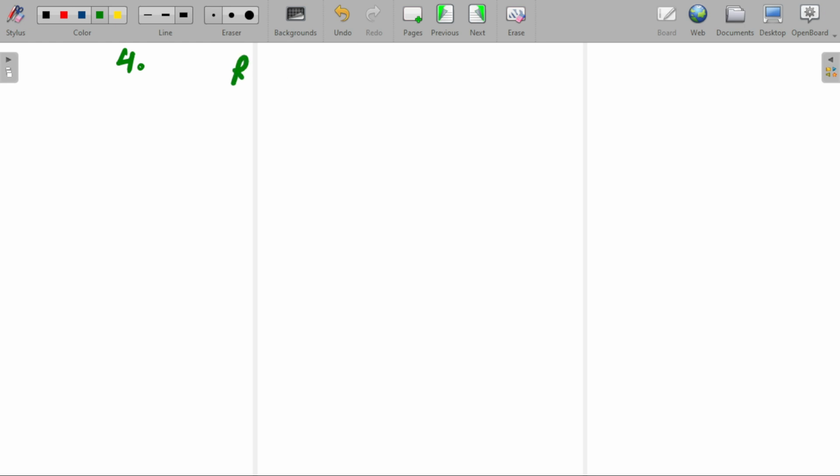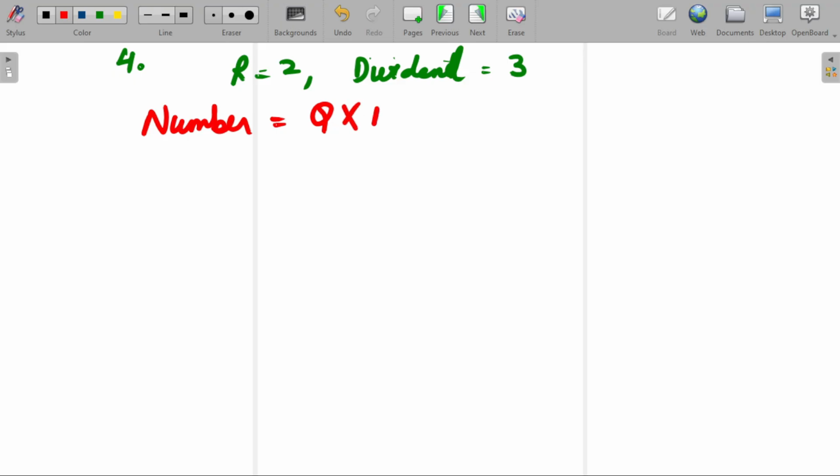So when the remainder is 2 and when dividing by 3, so matlab dividend is given. Remainder 2 है and dividend is 3. This is given to you. As you know, you have a formula. The number equals to quotient into dividend plus remainder. This is the formula. Now we don't know the quotient, so we are taking it x. Dividend is 3 and remainder is 2. The number is of the form 3x plus 2.